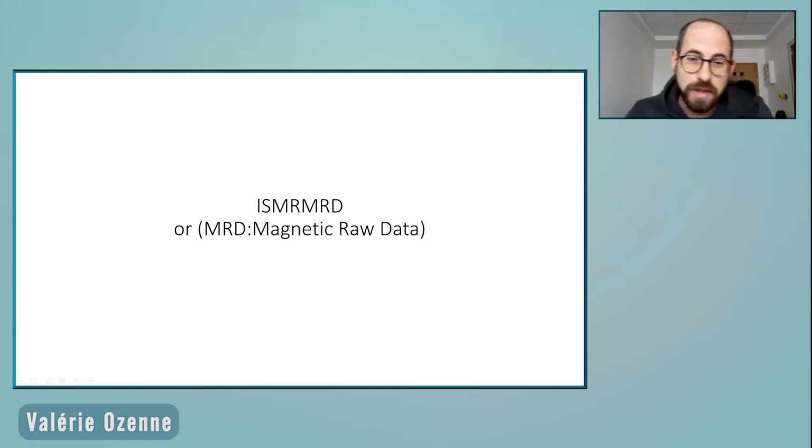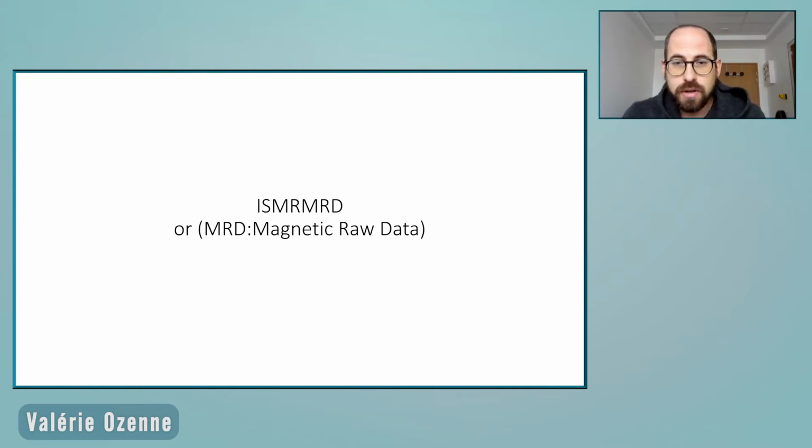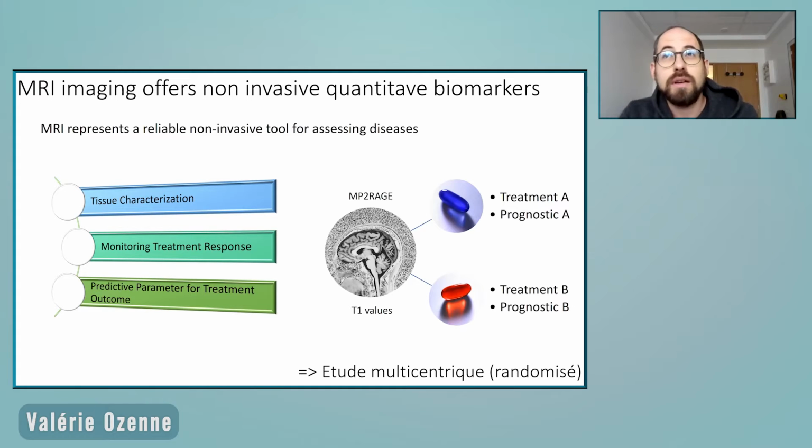So to start this presentation, I will begin not by the Gadgetron, but by something associated with it. It's called ISMRMRD, or magnetic resonance raw data. So basically, I will start this presentation by speaking about the motivation behind the Gadgetron.